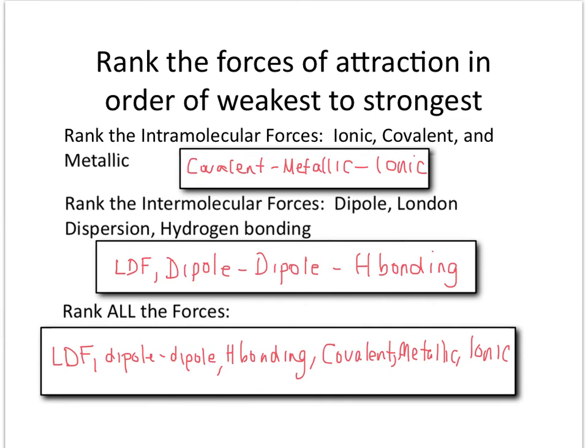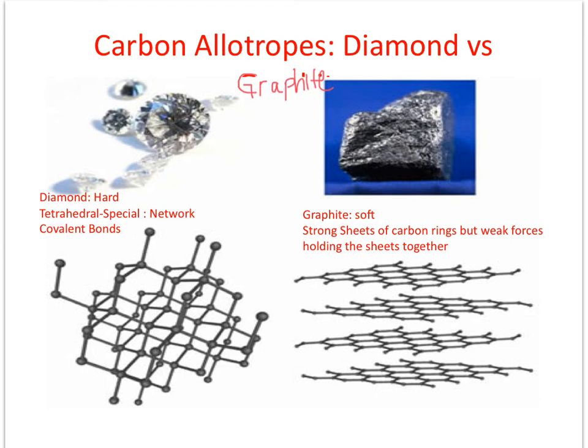Now there is one other force that we need to talk about, and that's a special force called the network covalent bond. And we'll talk about that in the next slide. But that would actually have greater strength than an ionic bond. Network covalent bonds are what hold the carbon atoms together in the allotropes of diamond and graphite. An allotrope simply means form. So we have actually three different forms of carbon.